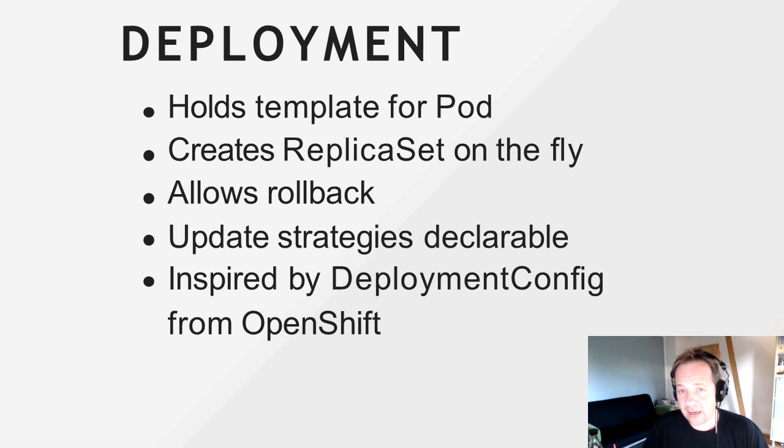A deployment is, again, another resource object from Kubernetes. It holds, again, a template of a pod. But when a deployment starts, it does not create the pod. It just creates a replica set on the fly, so that it manages multiple replica sets. One replica set for each version, for the old version and for the new version. And so it can also do an easy rollback to the old version by just activating the old replica set.